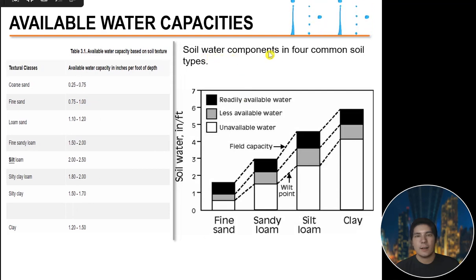Ayan. So we have these soil water components in apat na common soil types. So we have this, the black one is the readily available water. So ito yung kinukuha ng plants natin, no? And then we have this less available water, no? And we have this unavailable water that is below the wilting point. So makikita mo dito na pag clay, sobrang laki yung portion ng unavailable water compared dito sa fine sand, no? At saka yung sa mga loam natin. Okay?